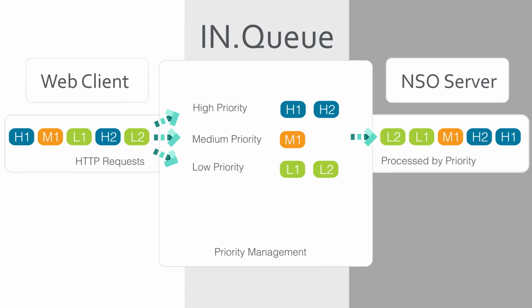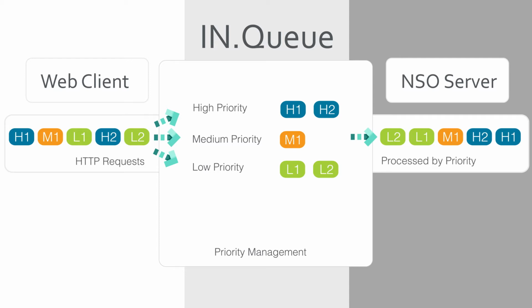We define a service request as any HTTP request sent from a client to a server. INQueue will take any service request with priority defined by the client and store it in the appropriate queue. INQueue has 3 priorities: high, medium, and low. As such, the service requests become organized and sent to NSO one at a time in priority order.